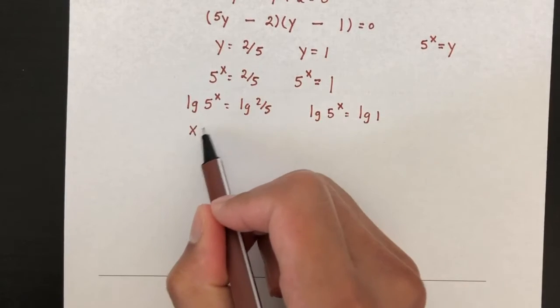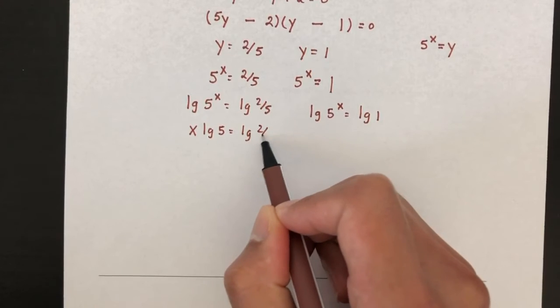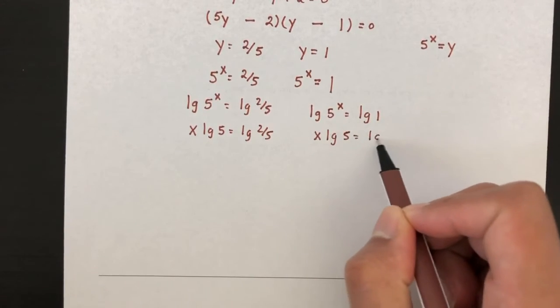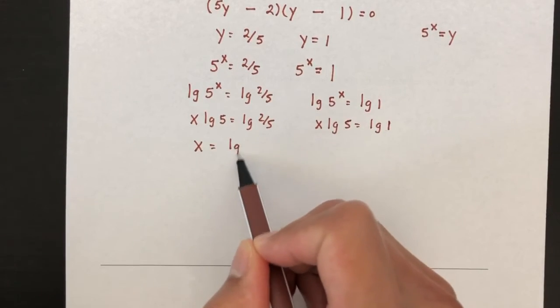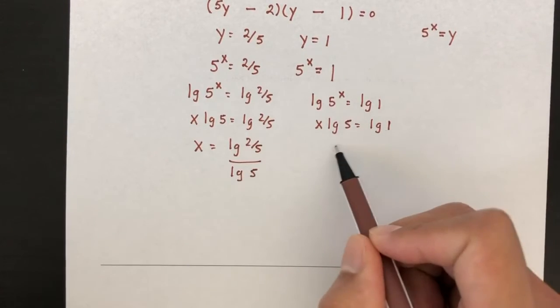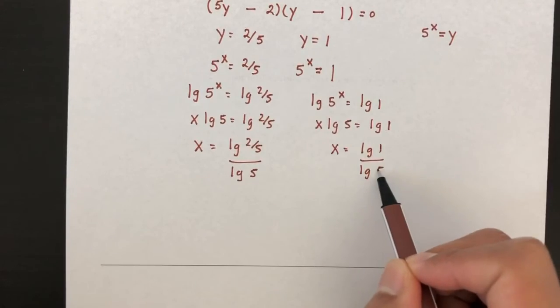Now this will be x log of 5 equal to log of 2 over 5. Same steps, x log of 5 is equal to log of 1. So x is equal to log of 2 over 5 divided by log of 5, or x can be log of 1 divided by log of 5.